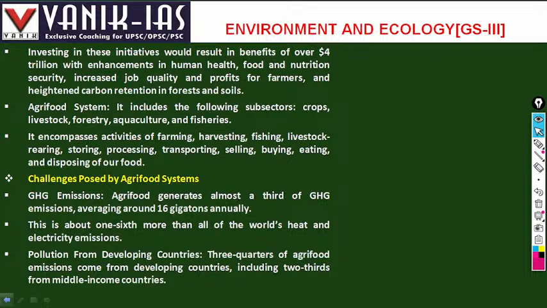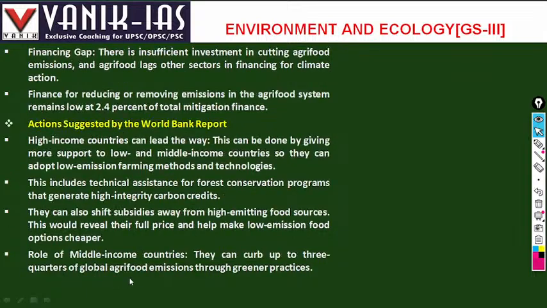Challenges posed by the agri-food system: greenhouse gas emissions. Agri-food generates almost a third of the greenhouse gas emissions, averaging around 16 gigatons annually. This is about one-sixth more than half of the world's heat and electricity emissions. Pollution from developing countries: three-quarters of the agri-food emissions come from developing countries, including two-thirds from middle income countries.